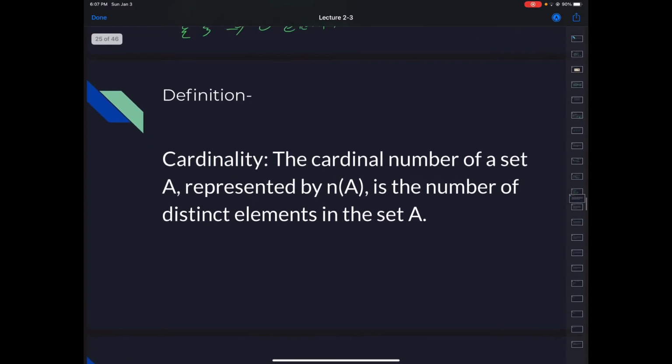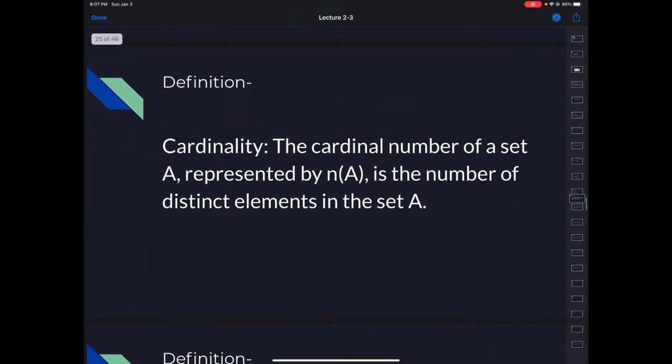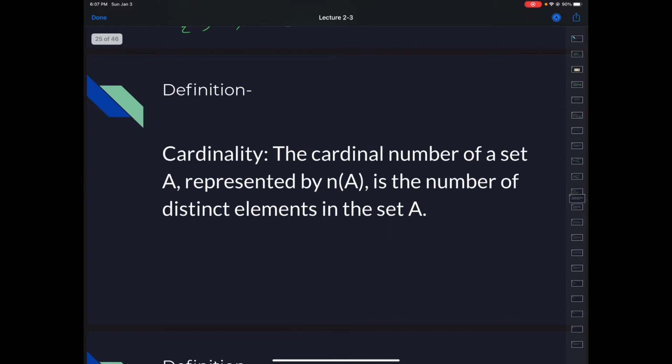Now, the cardinality of a set A, represented by a little n next to the A, is the number of distinct elements in the set A. The cardinality of a set is just the number of distinct elements. So what we just found is the cardinality of these 4 sets. Take a minute and write this definition, and then we will move on.